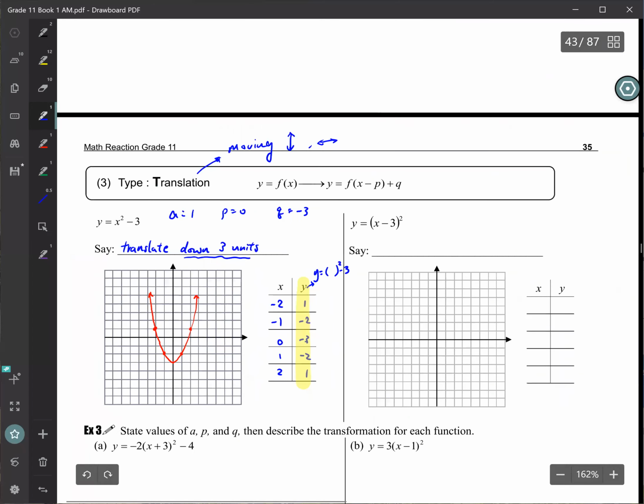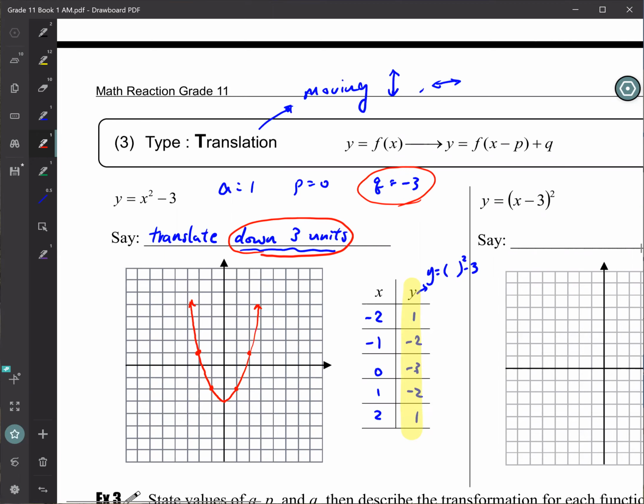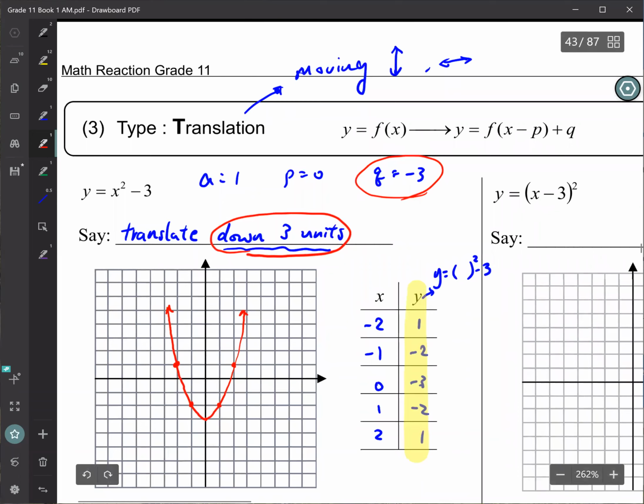Okay, so from this example, we can see that the Q tells us that it's going down 3. So down is the negative, right? And then 3 is how many steps? So -3 tells you it's down 3.